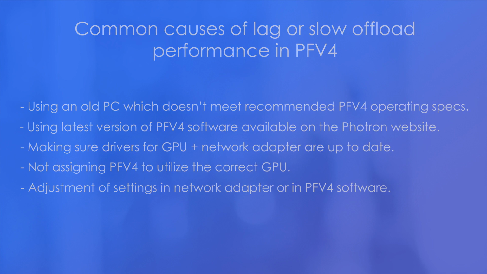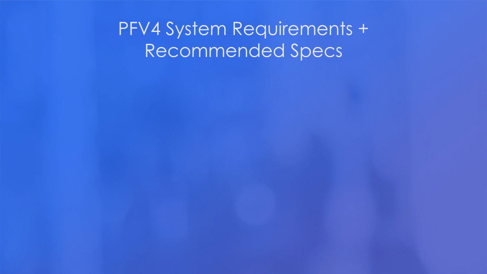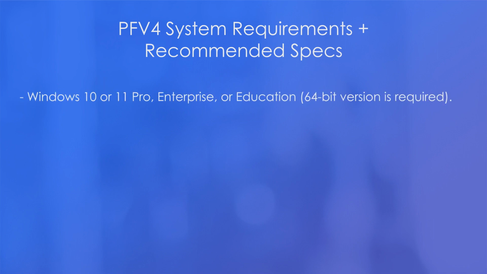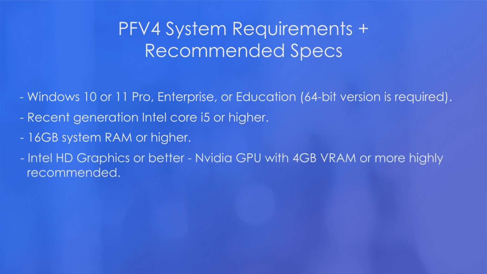In a moment, I'll do a short demonstration going over a few of these points, but first, let's take a look at the system requirements and recommended specs for the PFV4 software. You want to make sure you're using the 64-bit version of Windows 10 or 11 Pro, Enterprise, or Education editions. A recent generation Intel Core i5 CPU or better, 16 gigabytes system RAM or more, Intel HD graphics or better.